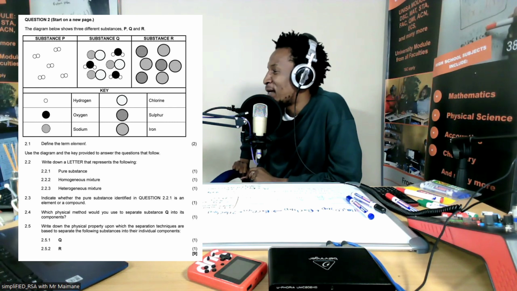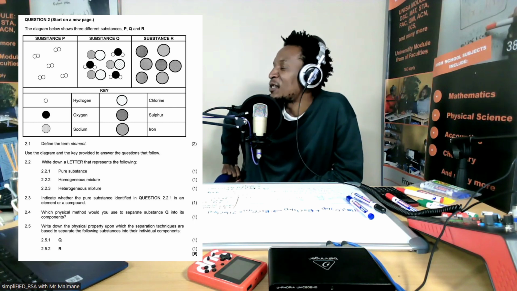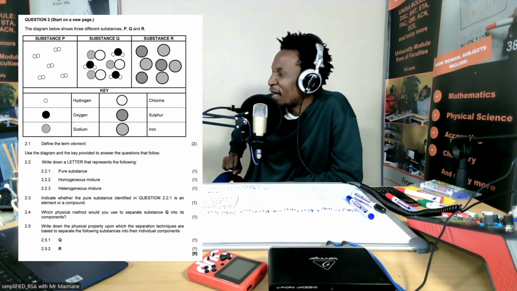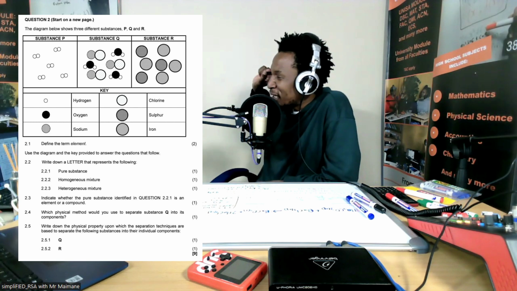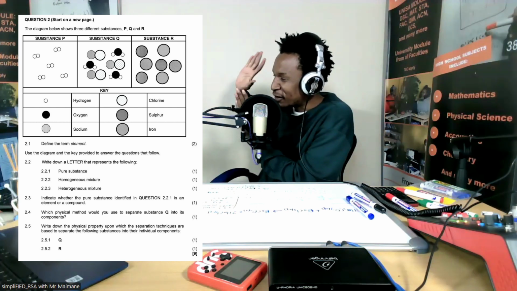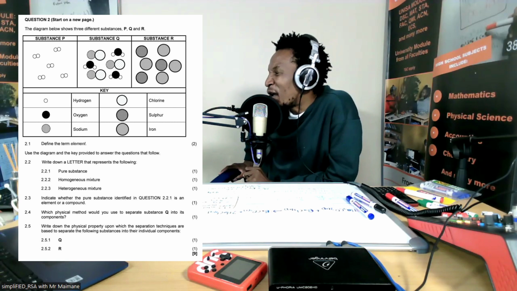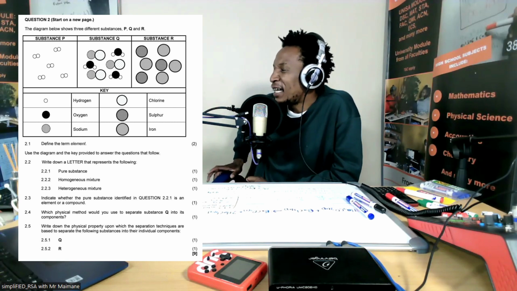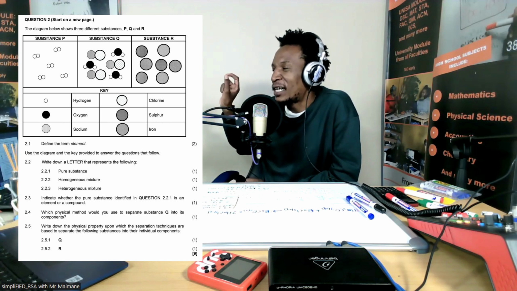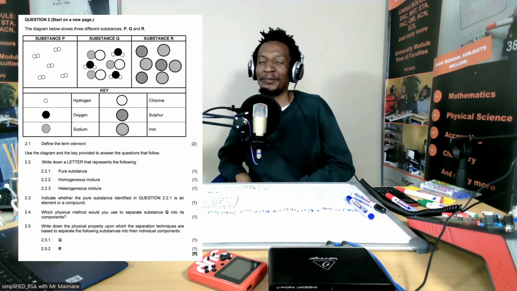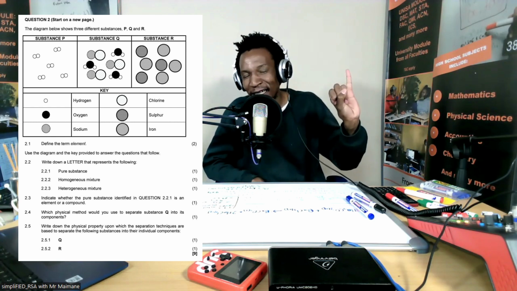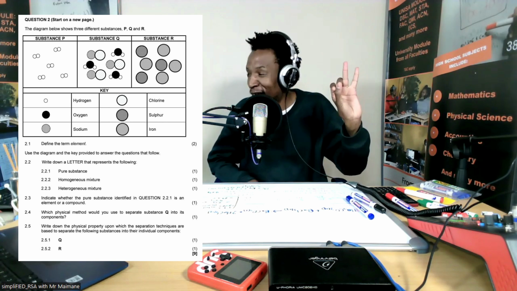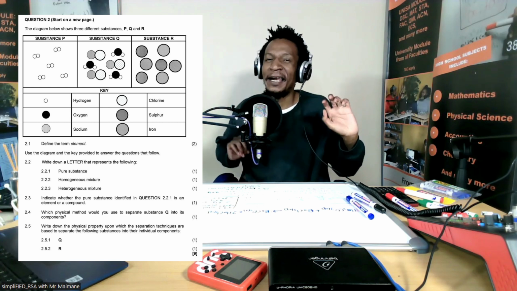We have the diagram that has substances. The substances that we have are substance P, Q, and R. We can see the given substances in the blocks on the diagram. Underneath, we have the key that shows the nature of each element that is connected to the substance. I've mentioned the element now, and I've mentioned substances.